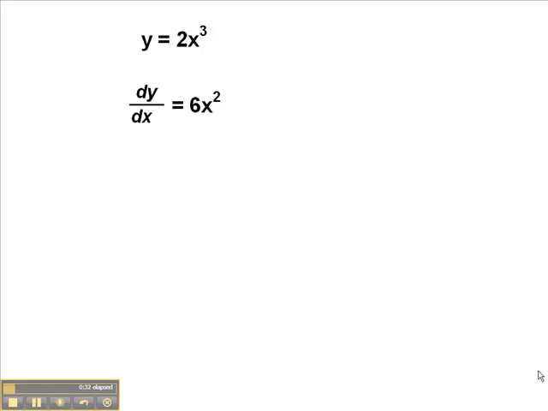Now we're given the gradient, so we must have some way of working back from that to get the x coordinate of the points where my gradient is equal to 24. So we need a formula for finding gradient. In this case, again, we're using the dy by dx notation. So differentiating my original function gives me 6x squared.